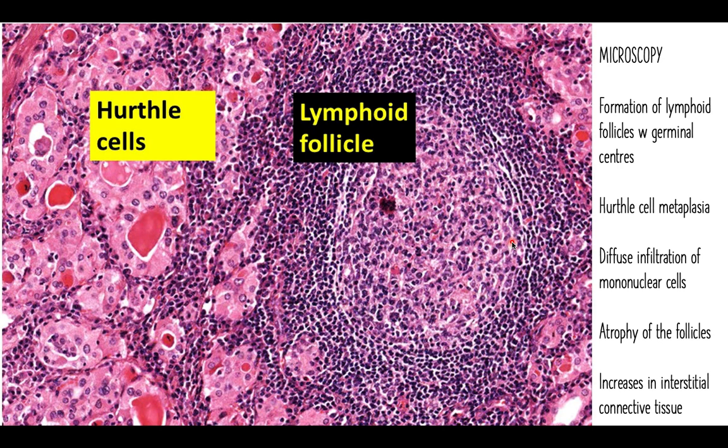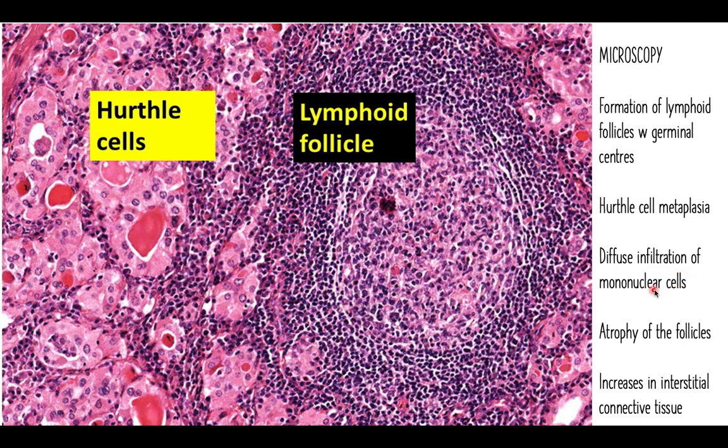The histology of the Hashimoto thyroiditis, you should at least search for a few important features. For example, the formation of the lymphoid follicles with germinal centers. This is a lymphoid follicle with prominent germinal centers. The Hurthle cell metaplasia, this is also the Hurthle cell metaplasia.